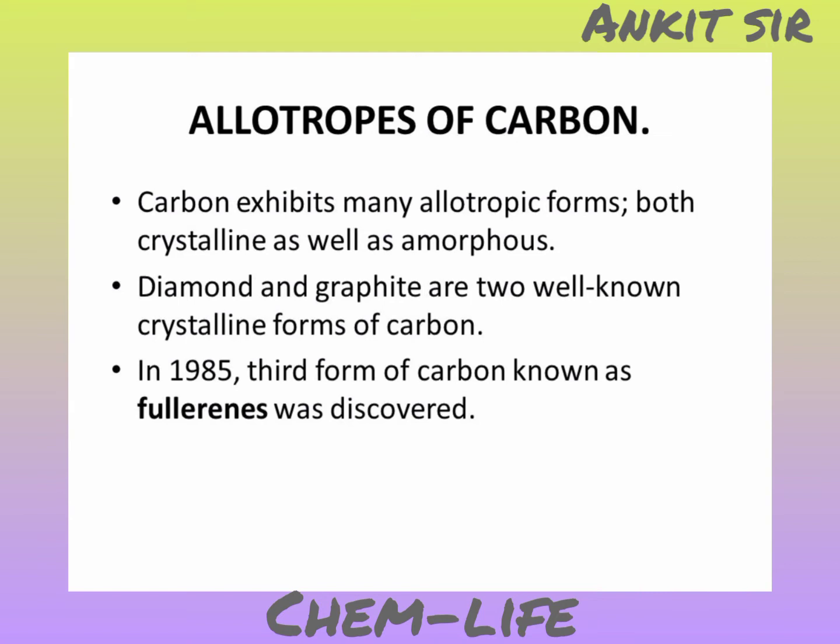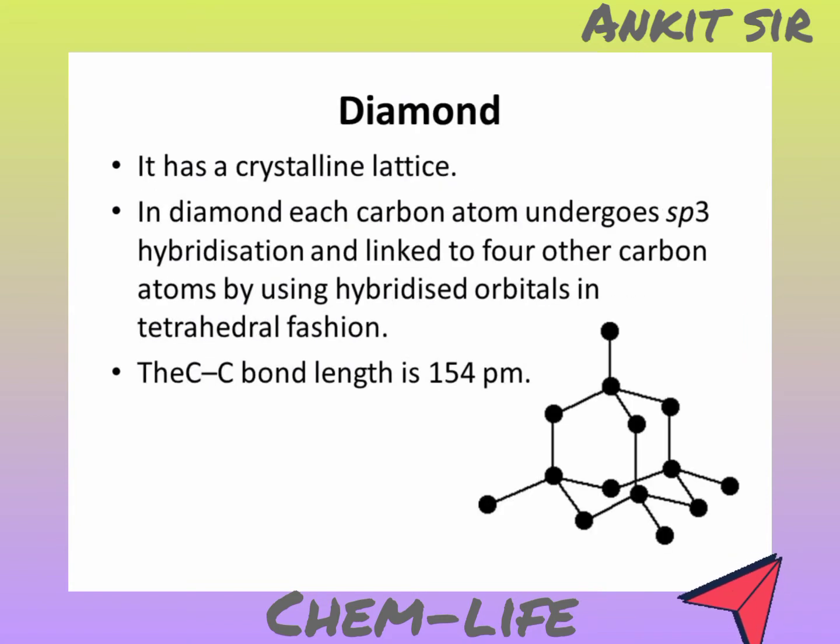Allotropes of carbon. Carbon exhibits many allotropic forms, both crystalline as well as amorphous. Diamond and graphite are two well-known crystalline forms of carbon. In 1985, a third form of carbon known as fullerene was discovered. We will study fullerene in the course right now. Allotropes are very important for carbon. Diamond: it has a crystalline lattice.